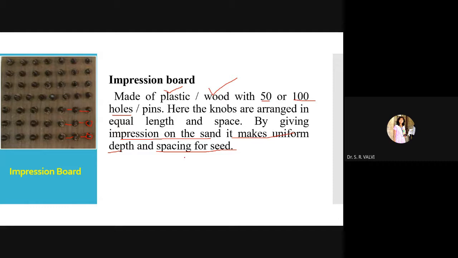So here, impression means what? You just have to place the same board on the sand or on the soil, so that the impression of this board appears on your substratum. Okay, and then it is very easy for us to put the seeds on it.